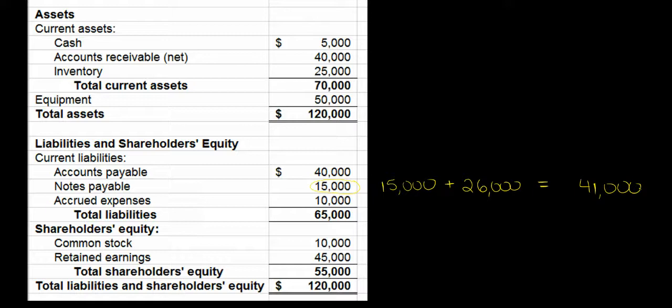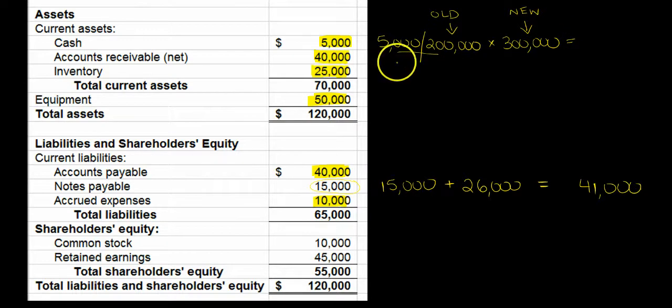And I'm now going to assume that the liabilities and the assets will all increase proportionately with our increase in sales. So that means my cash, accounts receivable, inventory, equipment, accounts payable, and accrued expenses are all going to increase in proportion. So now this is what you would do. You would take your 5,000 for cash, and then divide that by your old sales, which is the 200,000, and then multiply that by your new sales of 300,000. So this will give you a percentage, and then you can multiply that by your new sales. So I'll just say old and new. So when you do 5,000 divided by 200,000 times 300,000, that gives me 7,500.